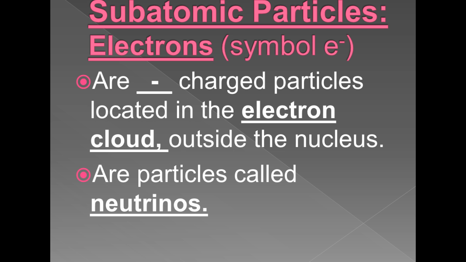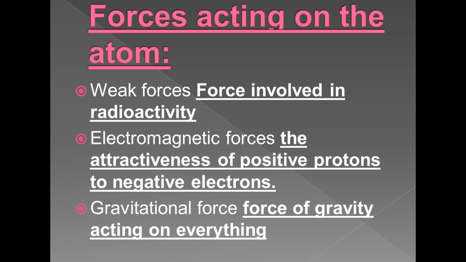So our last subatomic particle are electrons, and they're symbolized with a little e with a negative sign, because they're negatively charged particles, and those guys are located in the electron cloud outside the nucleus. And those guys are a particle called a neutrino. So this is probably new information for you.